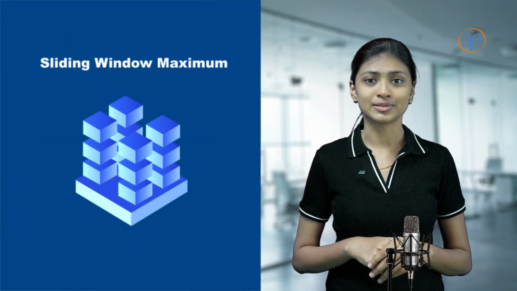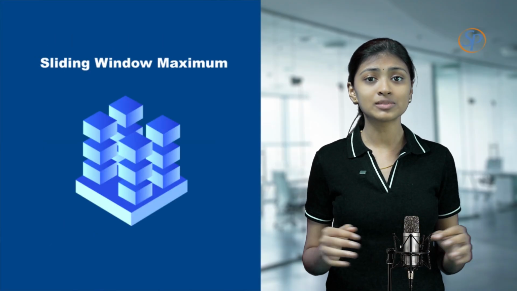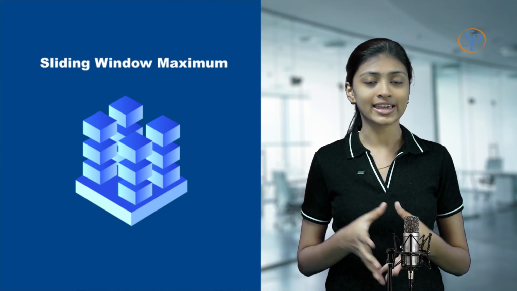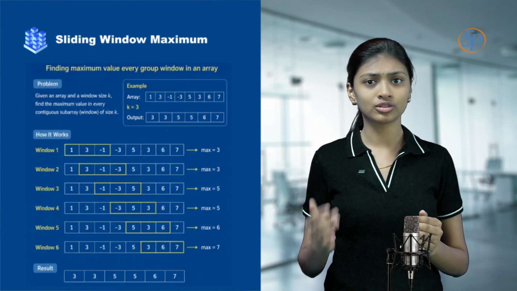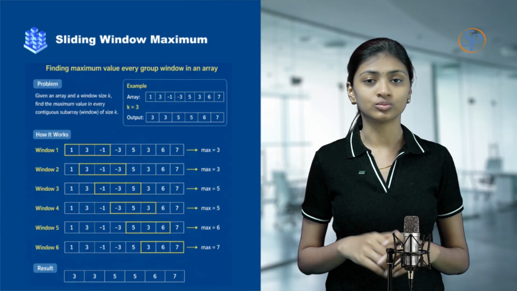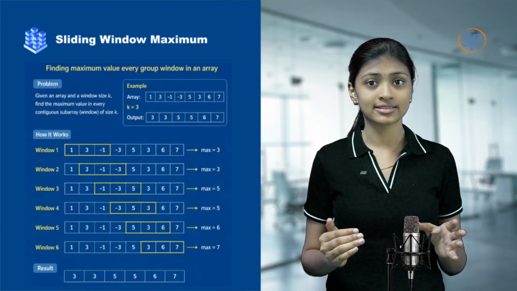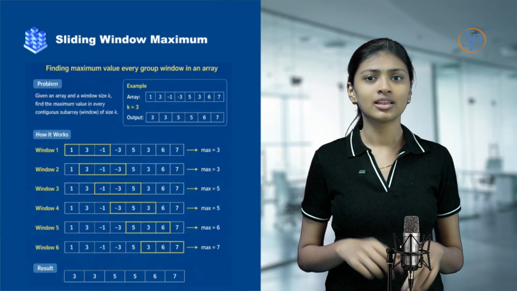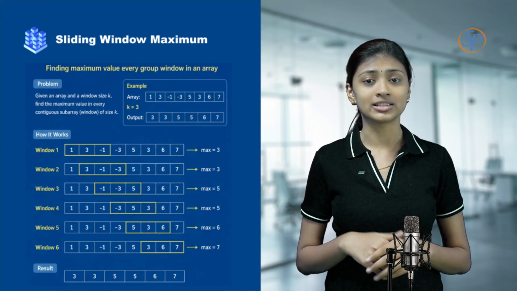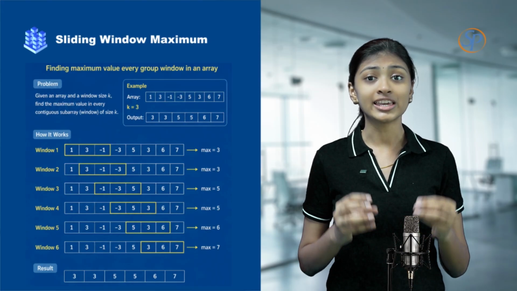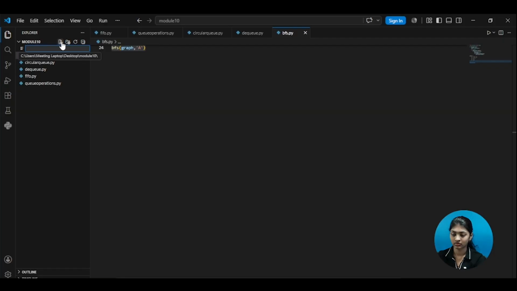Sliding window maximum. Sliding window maximum means finding the maximum value in every window of size k in an array. We move the window step by step and track useful elements using a deque. The deque stores indexes in such a way that the front always gives the maximum element. This helps us find all window maximums efficiently in O(n) time instead of checking each window separately. Now let's move on to sliding window.